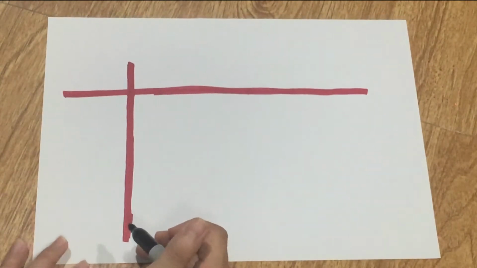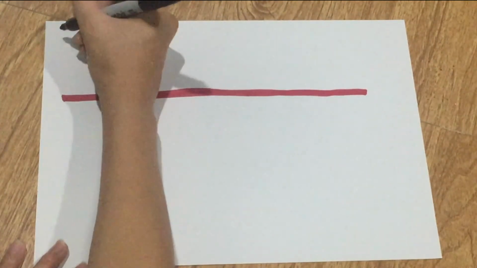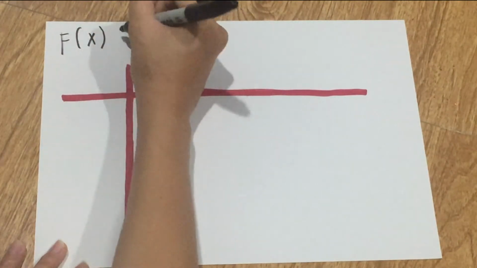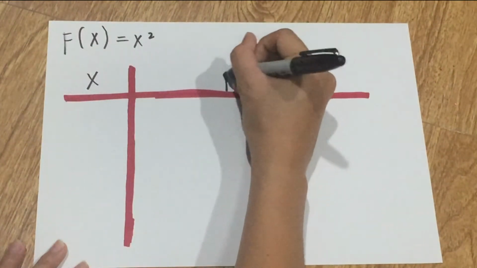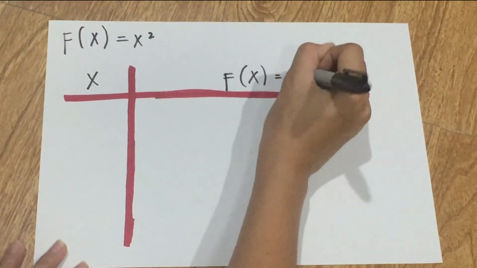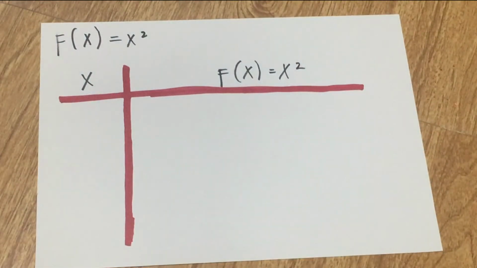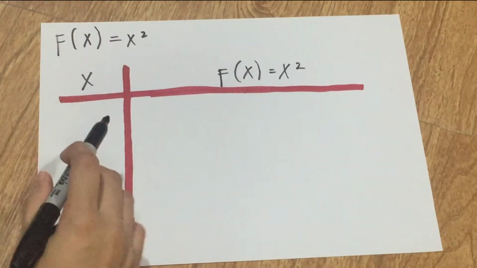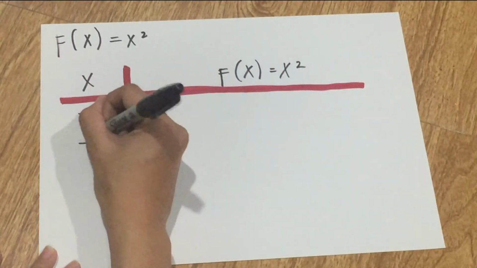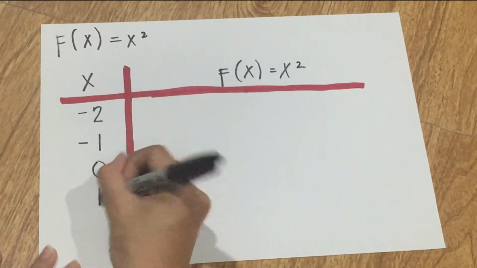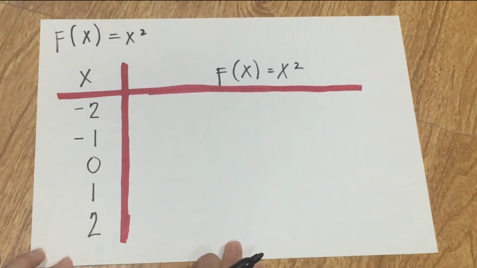And for the second example, let's take the given f of x equals x squared, and we'll put the input values and the output values. Here are the output values. So I'm going to show you how it looks. So put the same exact points: negative 2, negative 1, 0, 1, and 2.